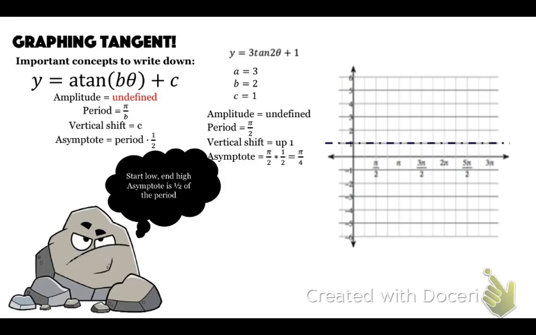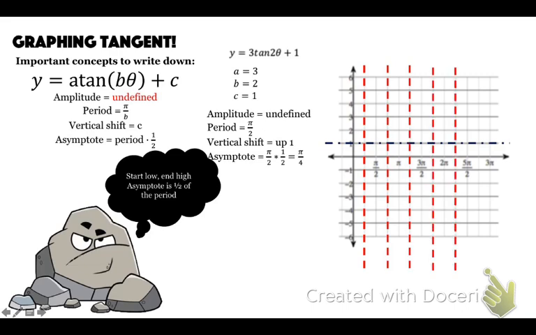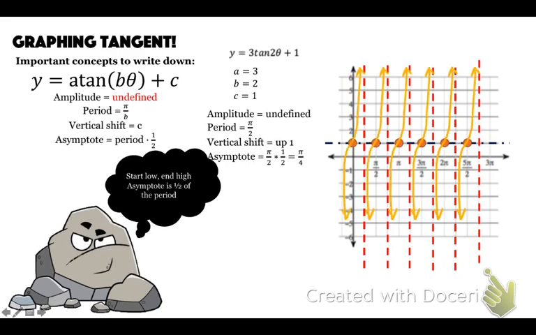Okay, so first I'm going to go up 1, and that's my vertical shift. And then pi fourths, so if this is pi halves, this must be pi fourths, because half of a half is a fourth. That means this is going to have a ton of asymptotes, all the way along this. Then start low and high, and this just repeats for this entire graph.